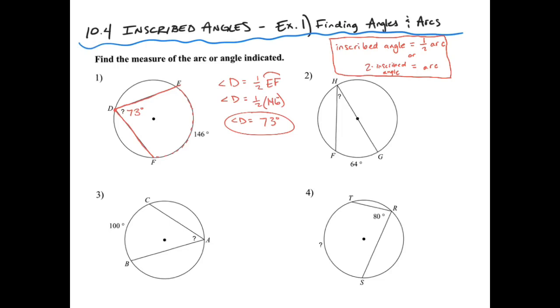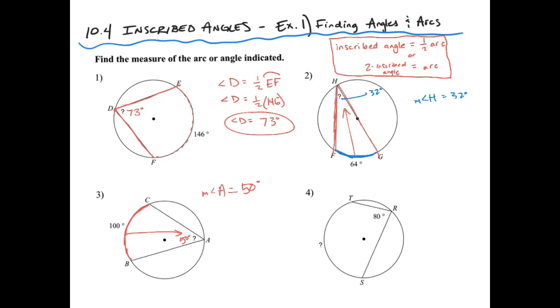So same thing here. All right, I've got my inscribed angle. So it's going to be half of that arc. The arc is 64 degrees, so that means that angle is going to be half of that, 32 degrees. Cool. So angle H is equal to 32 degrees. The measure of angle H is 32 degrees. That's what we're doing. Now in the next example, it's the same thing. So the angle A is going to be half of its intercepted arc. Intercepted arc is 100, so angle A must be 50 degrees.